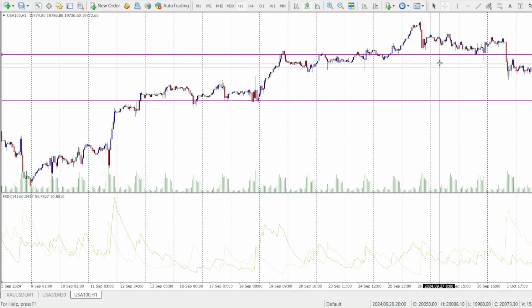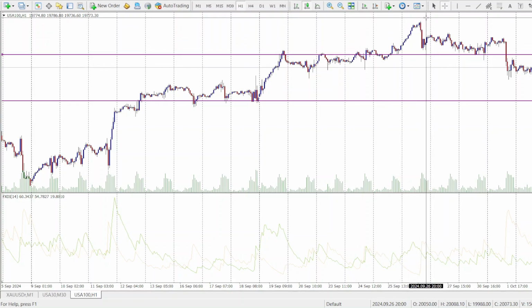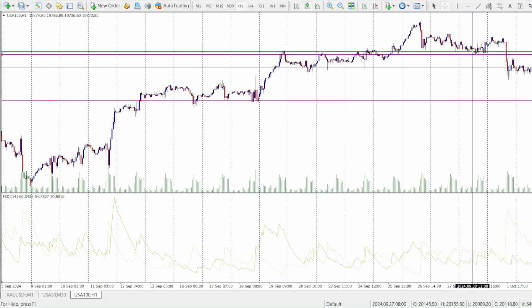However, if we had set our stop loss above here and take profit at the support, then our trade would have closed somewhere around here when the price of the asset got to the support level. So basically, this is how this strategy works. It is a strategy that is based on the principle of crossovers. When the green line crosses above the yellow line, it is a buy signal, and when the green line crosses below the yellow line, it is a sell signal.